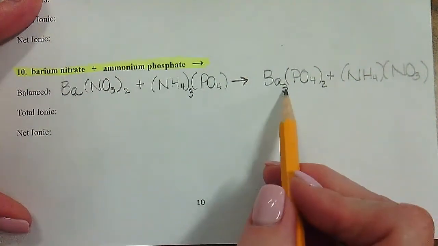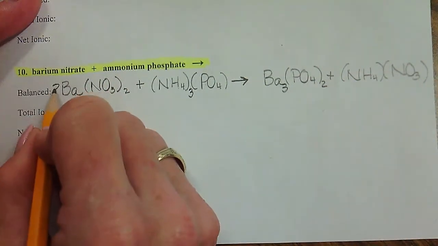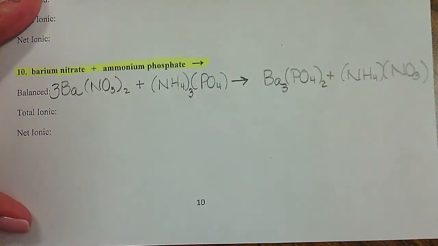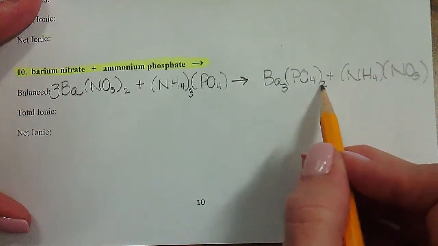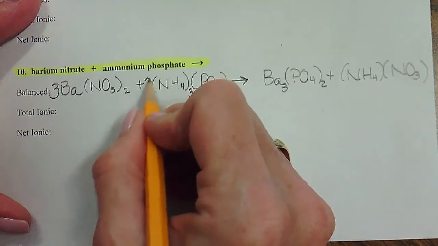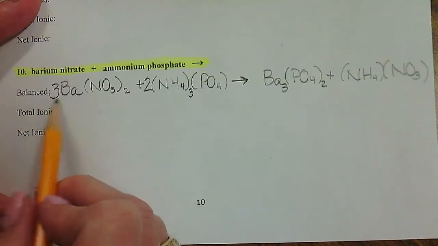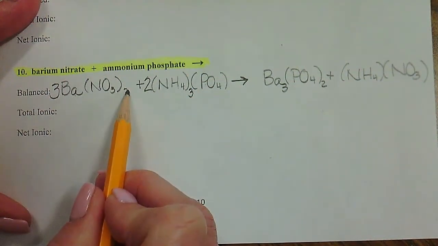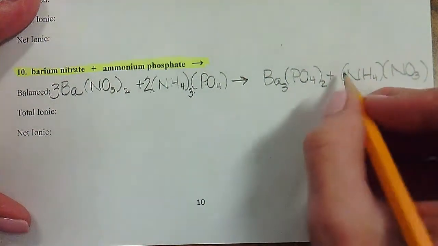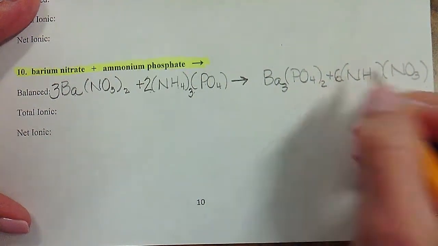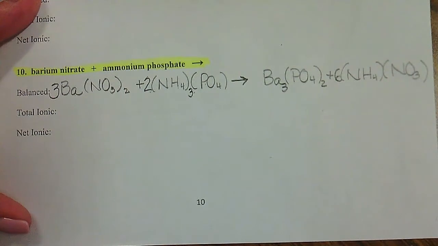1 barium, 3 bariums. Let me start with a coefficient of 3 there, see what that gives me. 2 phosphates here, so I'm going to need to make that 2 also. So what that's done, that's going to give me 6 nitrates and 6 ammoniums. Yeah, it works out just fine. I put a 6 right there, squish it in there, and so that equation's balanced.